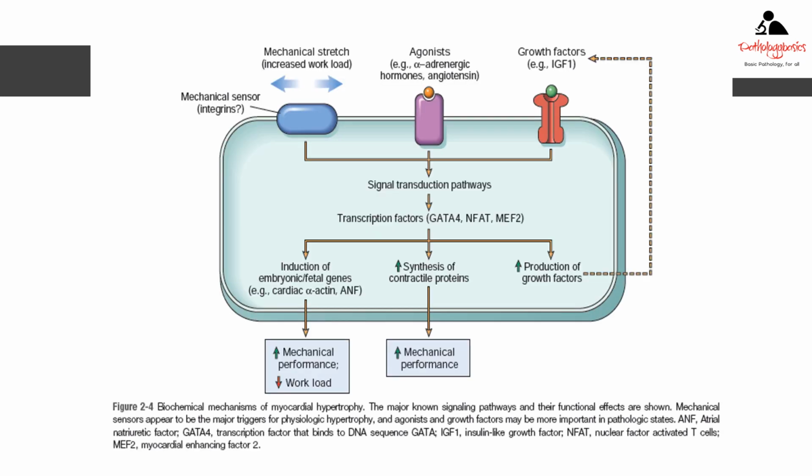Now, the mechanisms of hypertrophy. As you can see through this illustration, there are various factors that act on the cells which cause hypertrophy of the cells. Mechanical stretch, agonists like alpha adrenergic hormones, growth factors. The essential gist of it is that all these pathways converge to cause increased synthesis of contractile proteins, and this improves the mechanical performance. You don't need to remember all the pathways in detail at this stage, but the important point is how they converge to cause increased synthesis of contractile proteins.